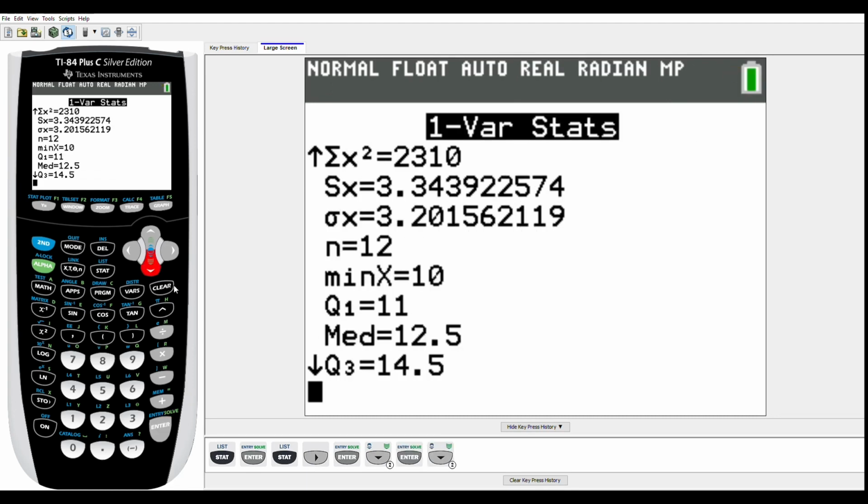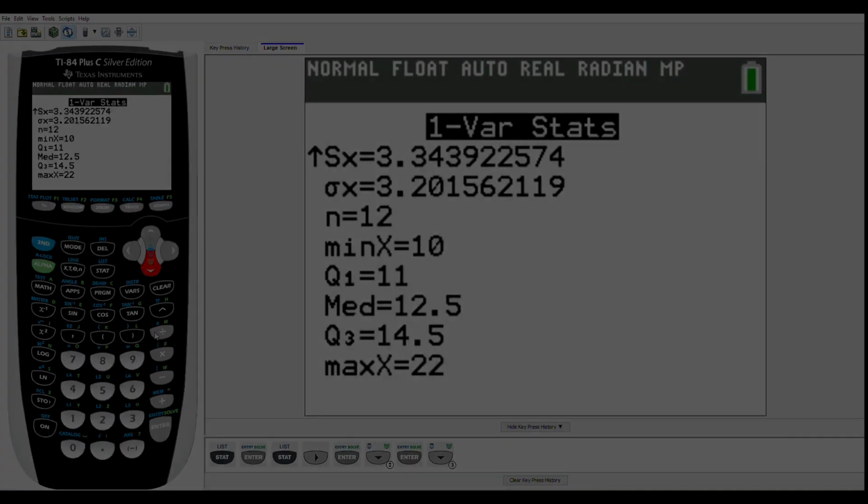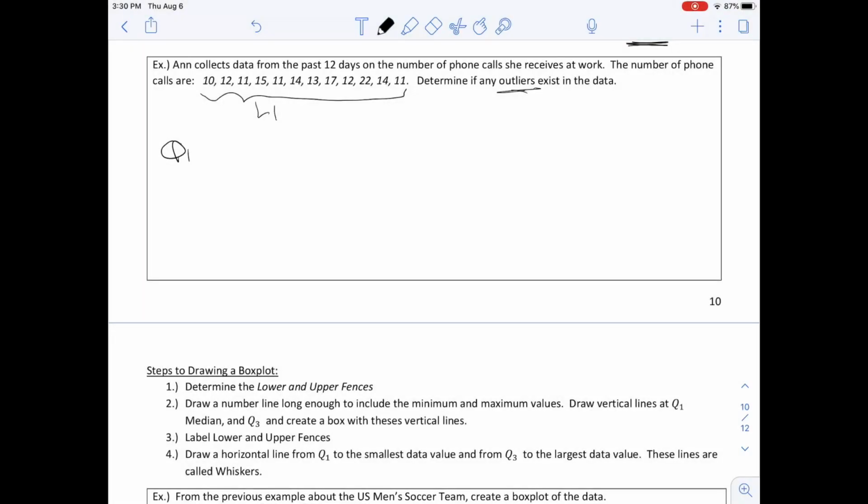From here, you'll notice that you have Q1 and Q3 if you scroll down. Those are what you need in order to figure out the interquartile range, and then also to figure out if we have any outliers in our data set. From the calculator, we get that Q1 is equal to 11 and that Q3 is equal to 14.5.